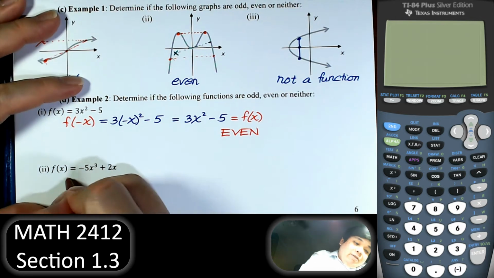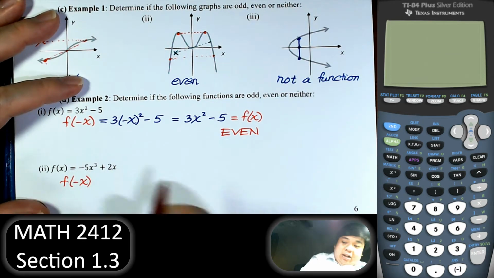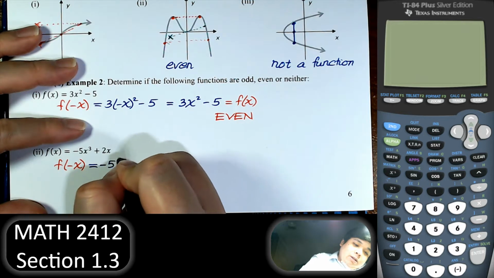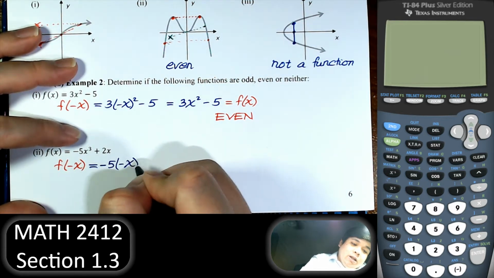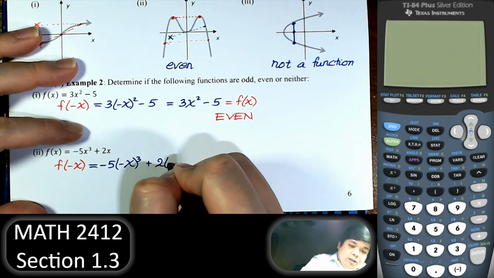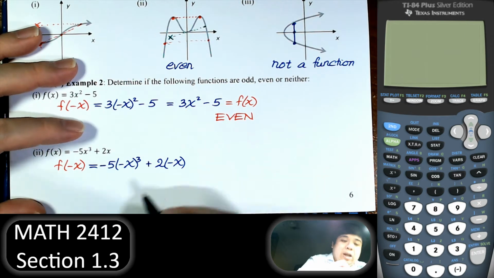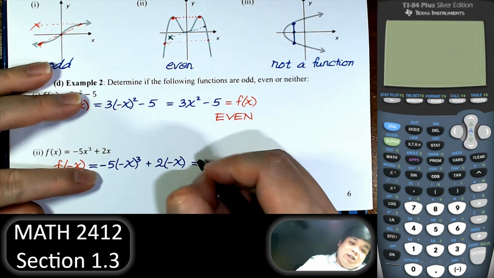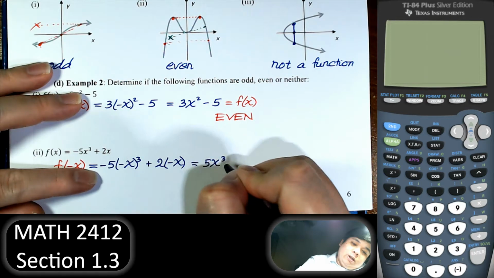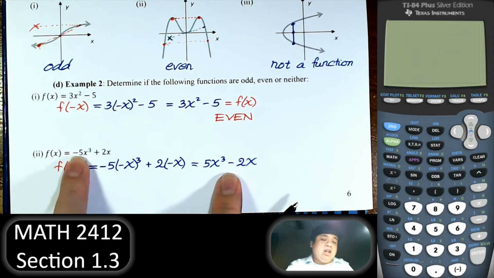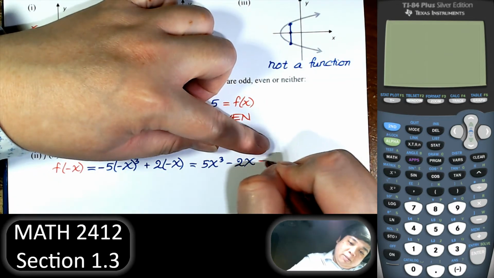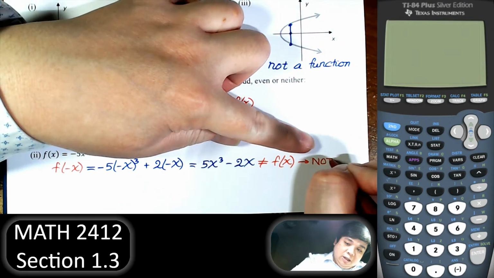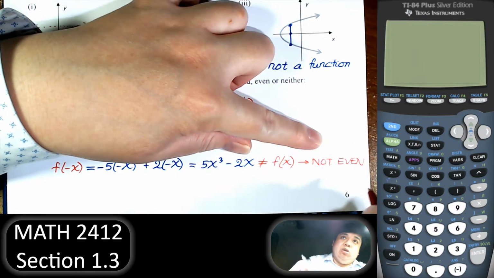Right. To test if the function is odd or even, we start from f of negative x, and we put negative x in for x. Negative x cubed is going to be negative, with an extra negative here, so that will be positive 5x cubed minus 2x. Now compare this with the original function. This is not the same as the original function. So we can say this is not even, because it's not equal to the original function.